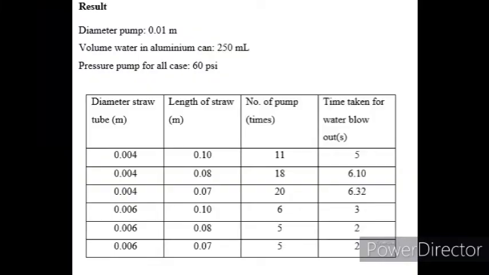Okay, now we will talk about result and discussion. We will talk about the result first. In this mini project, we use a pump diameter of 0.01 meter. The volume of water in the aluminum can is 250 milliliters. The pump pressure for all cases is 60 psi. Okay, this is our result.